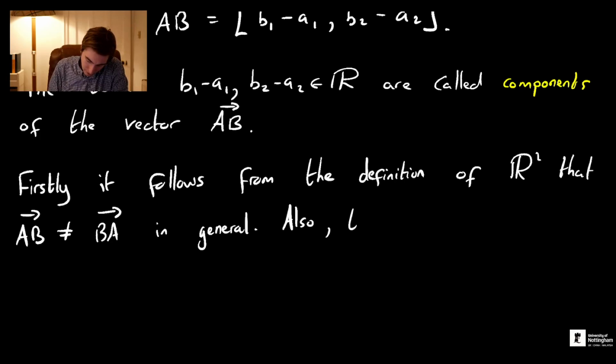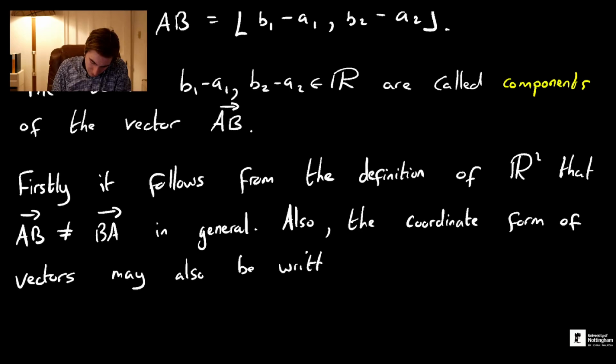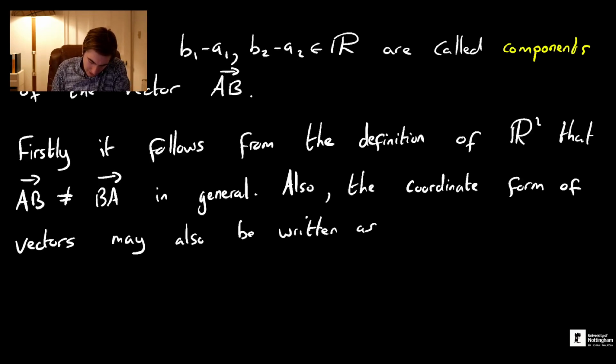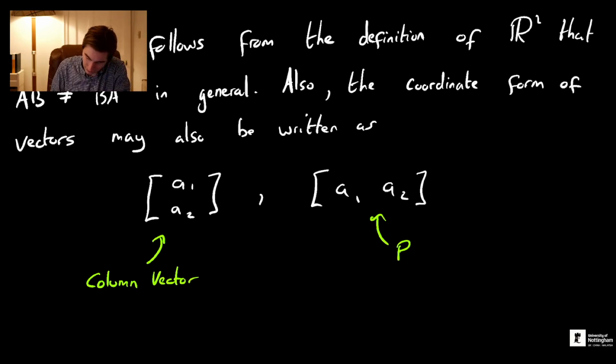And also, the coordinate form of vectors may also be written in this column form, [a1; a2]. This is just a different notation to the one up there. We sometimes refer to this one as a column vector, for obvious reasons, and the other as a row vector.